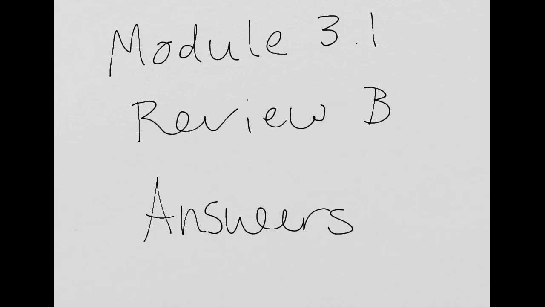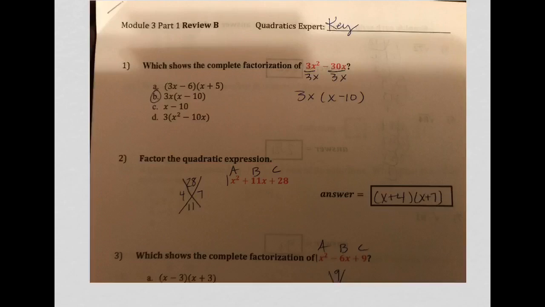Okay, these are the answers for review B. I'm going to go over these as I go instead of working them out from the start, because if you had any questions, you should have watched the video for review A, and this is kind of the same thing. So on number 1, we're going to factor. I look for a GCF, so 3 and 30 have 3 in common. It also has an x, so take out the 3x. I'm left with x minus 10, which is answer choice B.